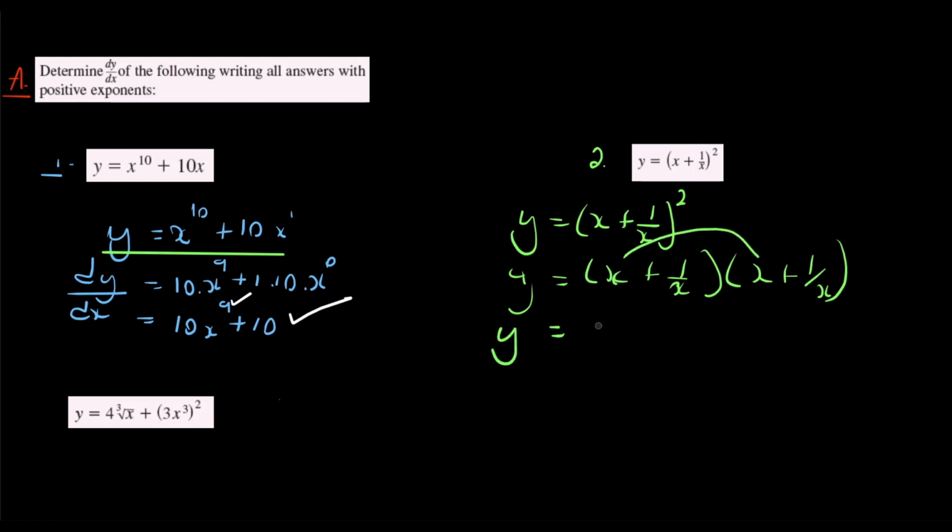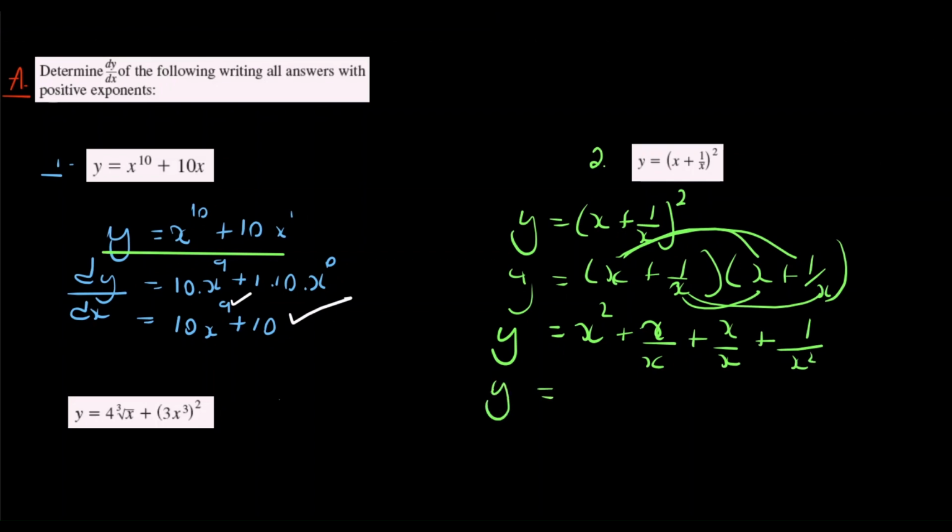Should be x and x, should be x squared. And it will be x and 1 over x, which should be x over x, and 1 over x and x should be x over x, and 1 over x times 1 over x will be 1 over x squared. This can be written as y is equal to x squared. 1 over x and 1 over x will give us 1. So 1 plus 1 will give us 2. It's 1 over x squared.